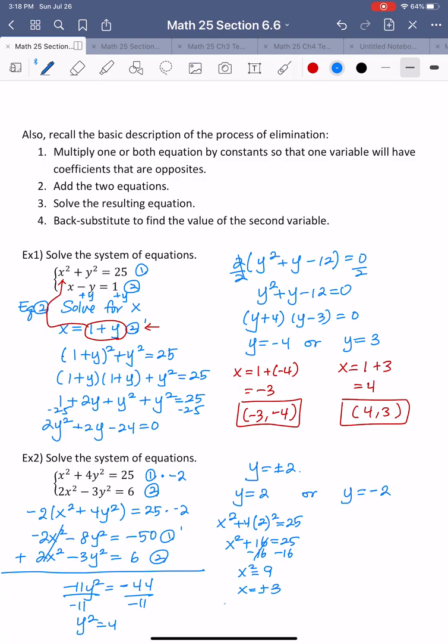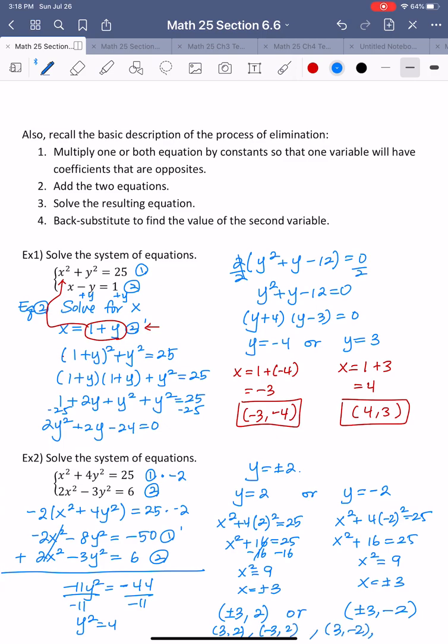So which means when y is 2, x is plus minus 3. Y equal to -2, same equation, equation 1, plug it in, x squared plus 4 times -2 squared equal to 25. But negative becomes a positive by square, so it's going to be 16 again. So subtract 16 both sides, 9, x equal to plus or minus 3. Which means there are 4 solutions: you got 3 and 2, -3 and 2, 3 and -2, and you got -3 and -2. So you got 4 solutions for this case.